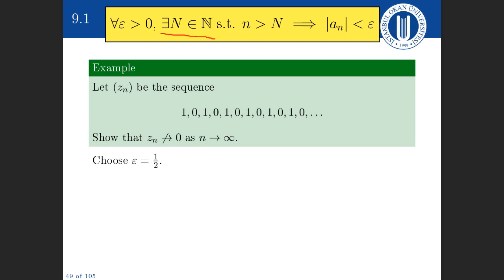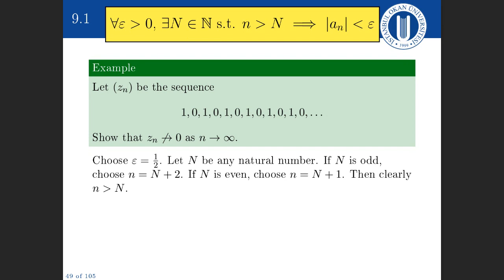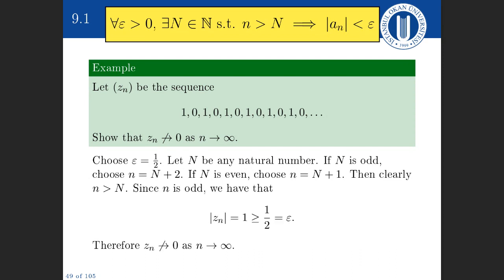Again, next part changes. Instead of showing there exists an n, instead of choosing an n, we need to do it for all n. So let capital N be any natural number. If capital N is odd, we're going to choose small n to be capital N plus 2. If capital N is even, we're going to choose small n to be capital N plus 1. Then clearly small n is bigger than capital N, but the absolute value of Zn is bigger than epsilon. That proves that Zn does not converge to 0 as n tends to infinity.